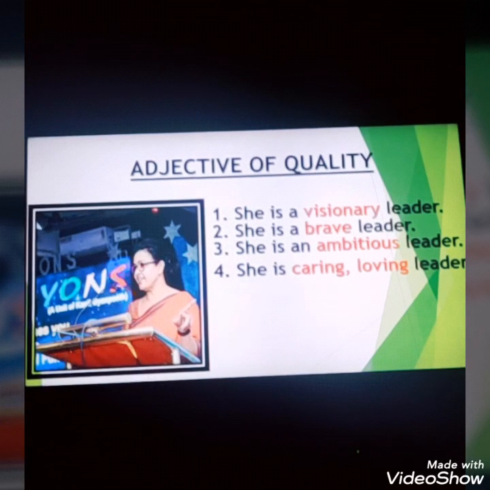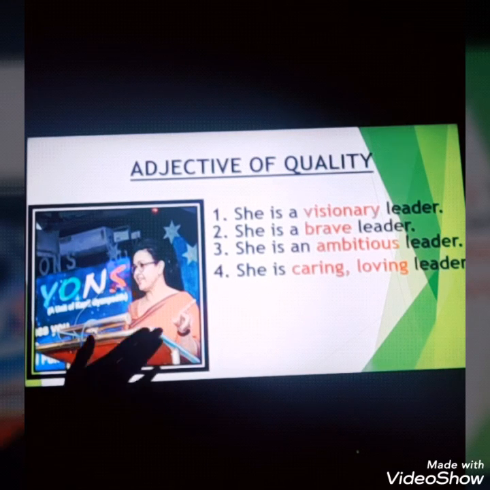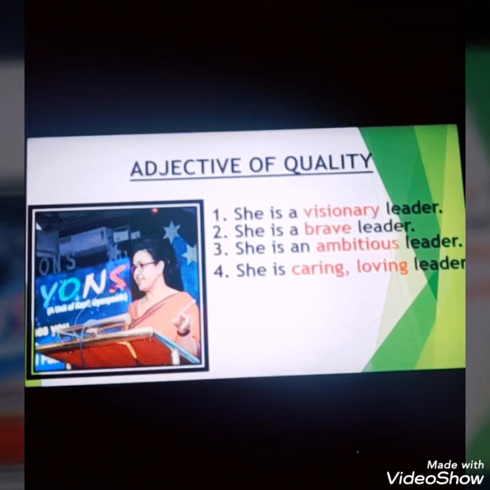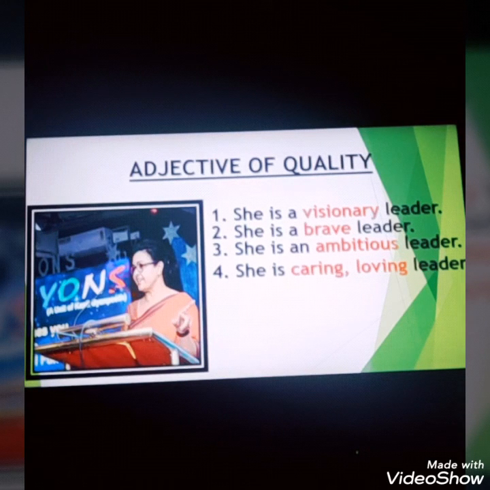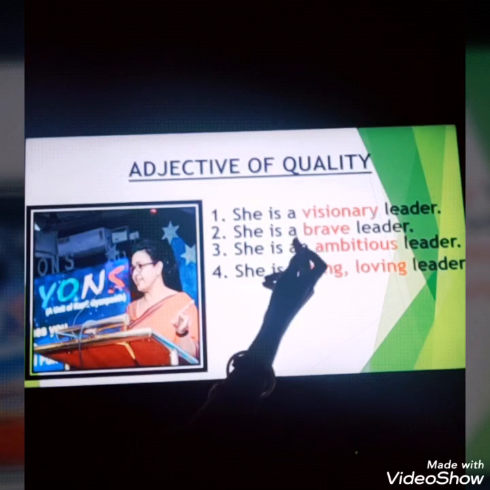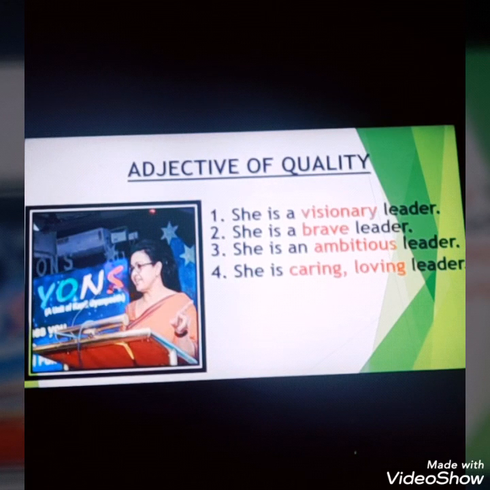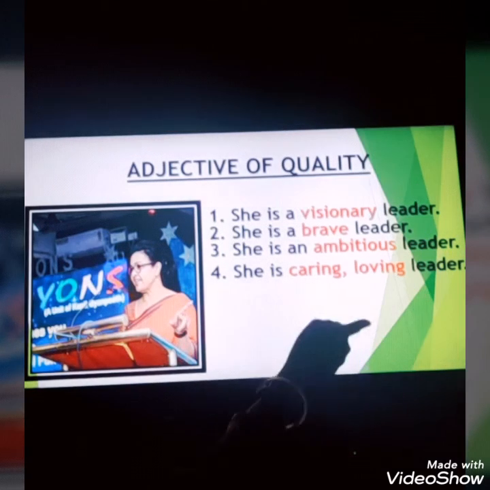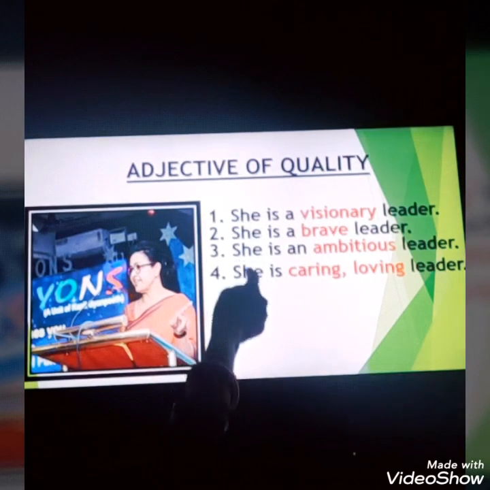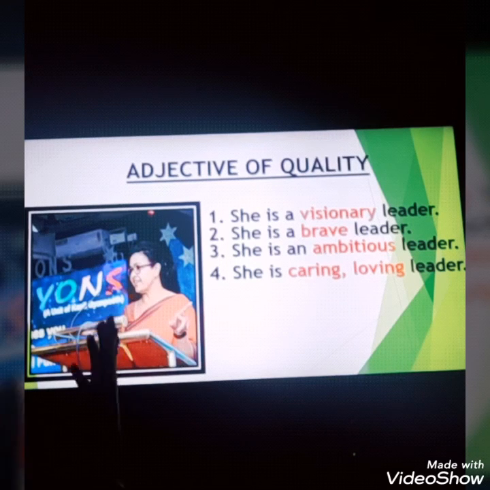You know who is she? She is a principal madam. Her name is Mrs. Karuna Yadav. So let us frame some sentences showing her quality. She is a visionary leader. She is a brave leader. She is an ambitious leader. She is a caring, loving leader. These sentences are showing our principal's quality.